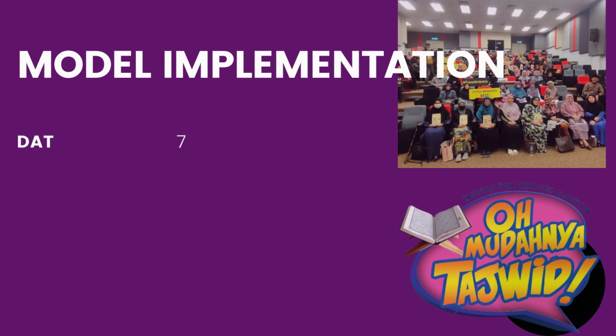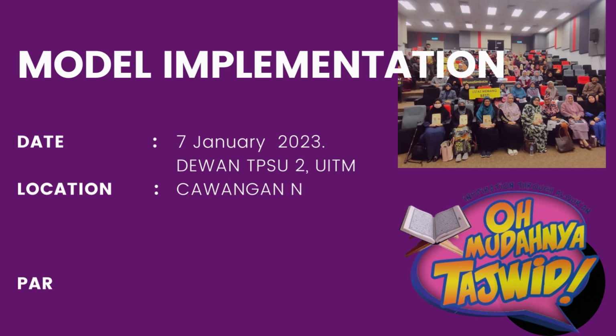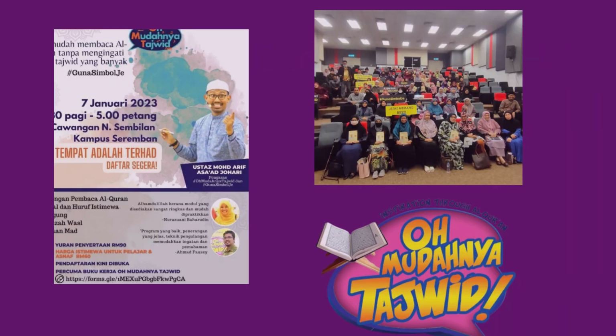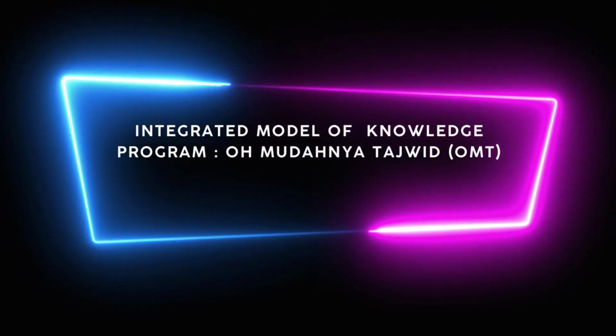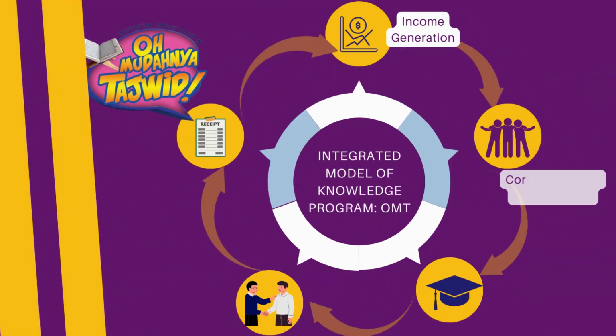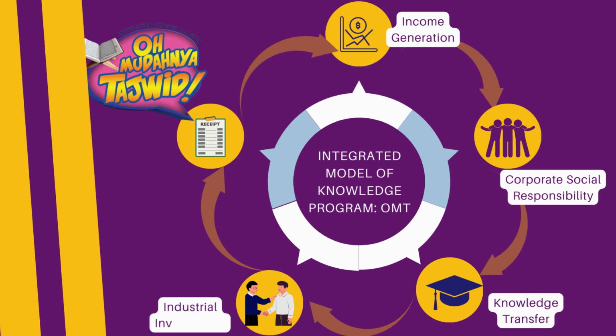Model implementation. This seminar was conducted on 7 January 2023 at UiTM Negeri Sembilan Campus Seremban with 97 participants. The integrated model of knowledge program consists of 5 main elements, which are income generation, corporate social responsibility, knowledge transfer, industrial involvement, and income tax exemption.